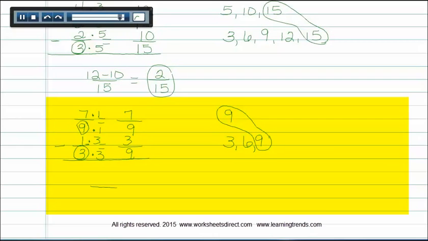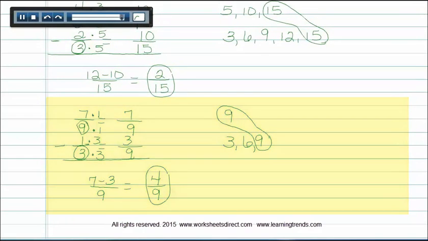We now have a common denominator of 9. We subtract our numerators, 7 minus 3, and 7 minus 3 is 4. We write our answer as 4 over 9, and 4 ninths cannot be reduced, and so that's going to be our final answer.